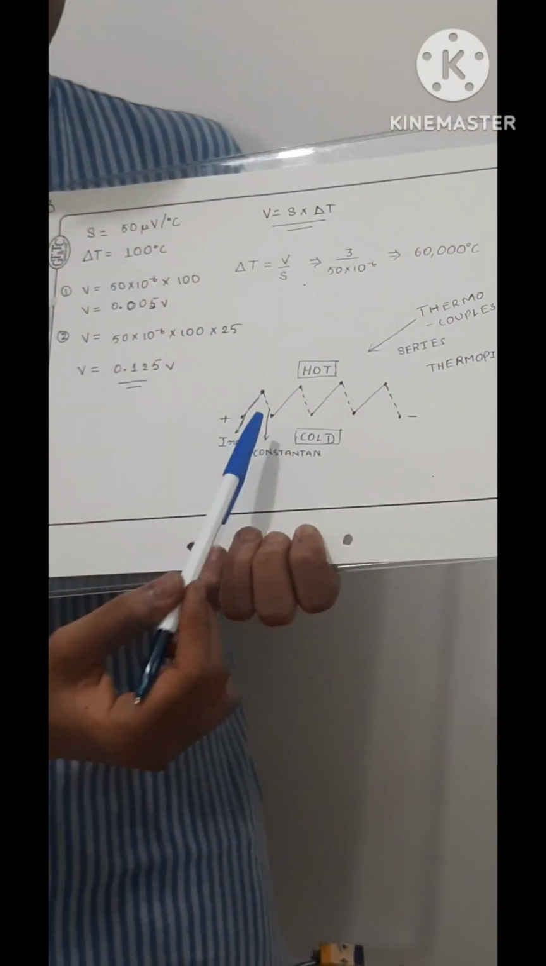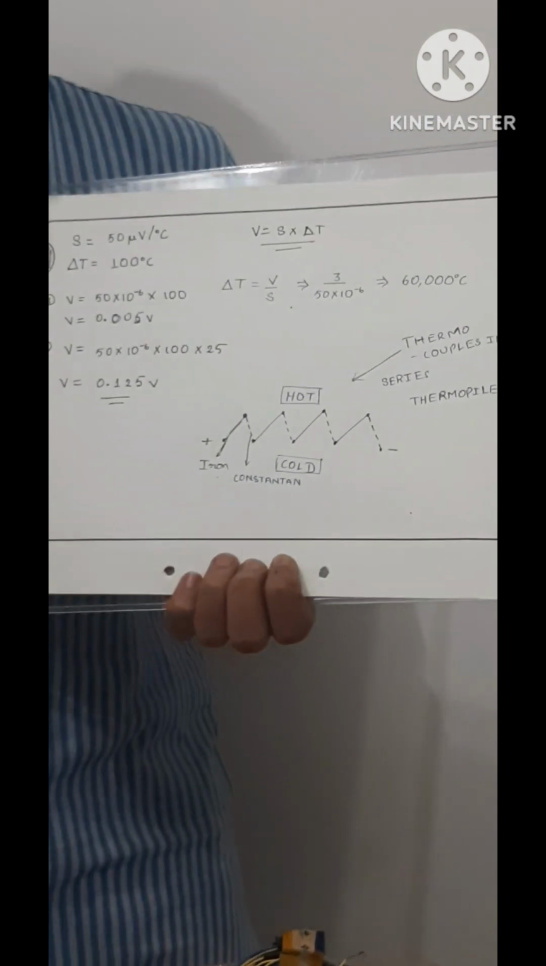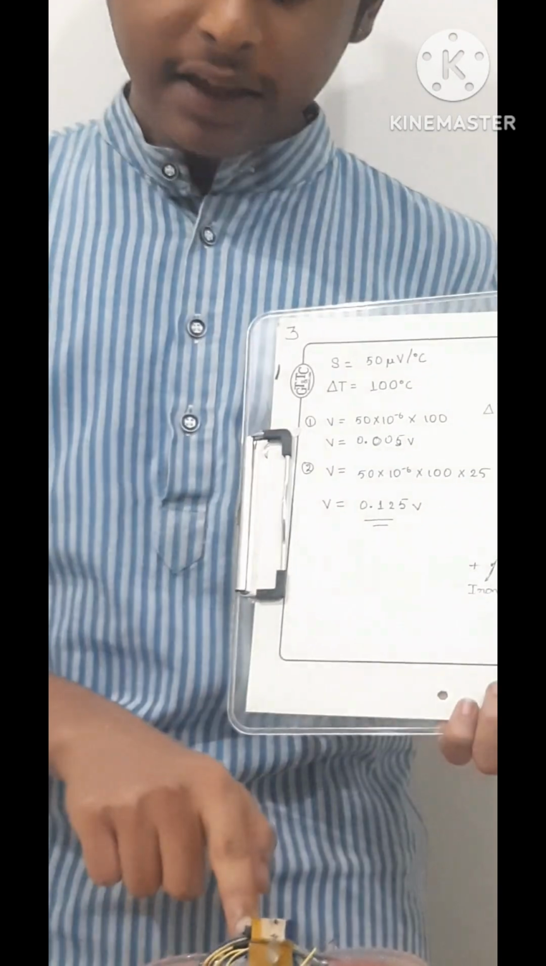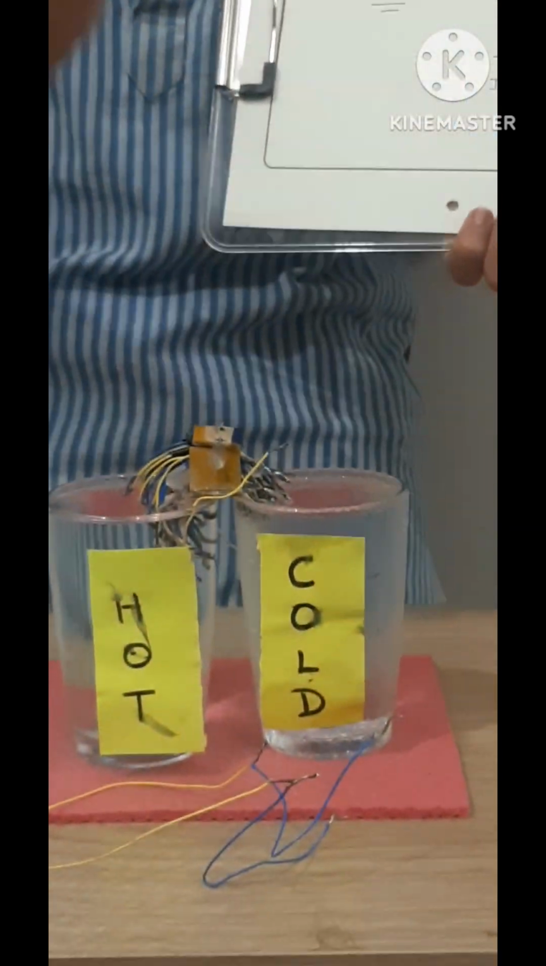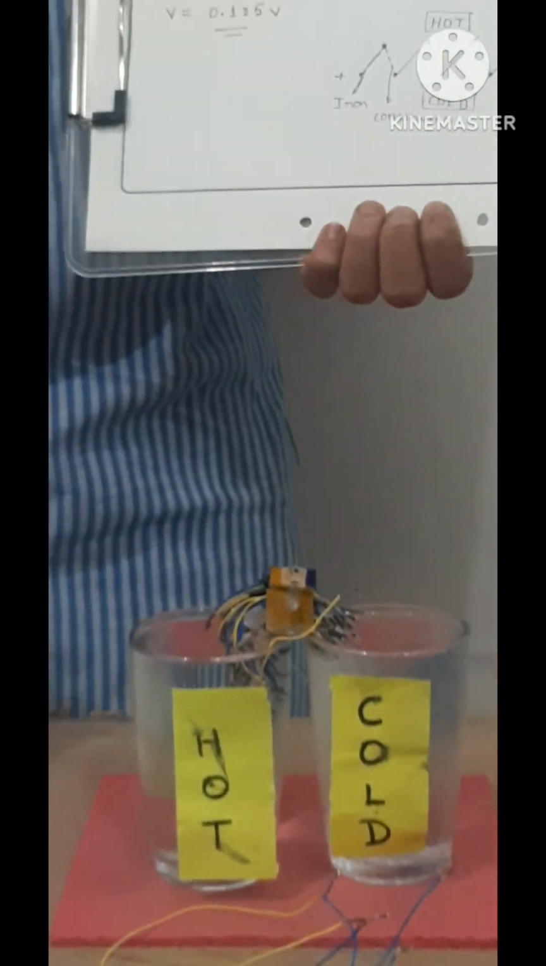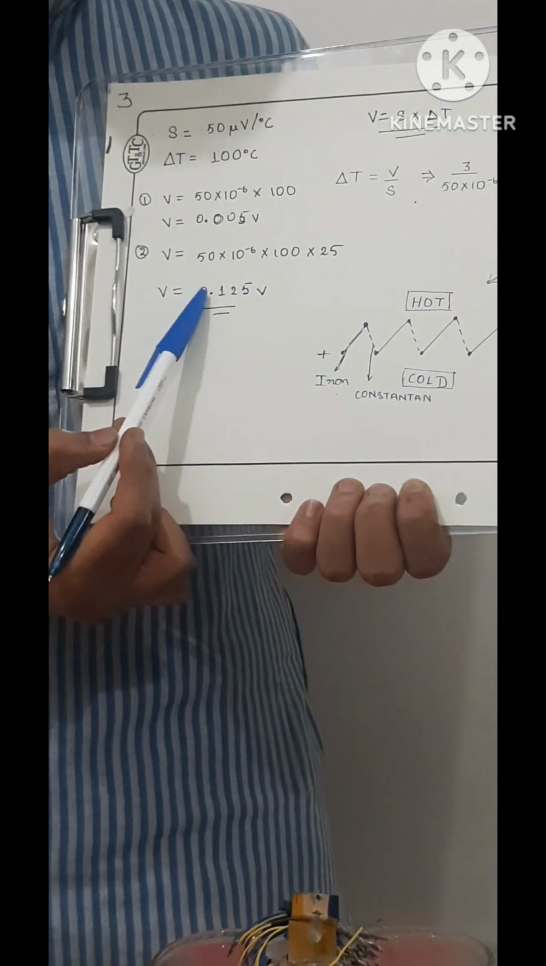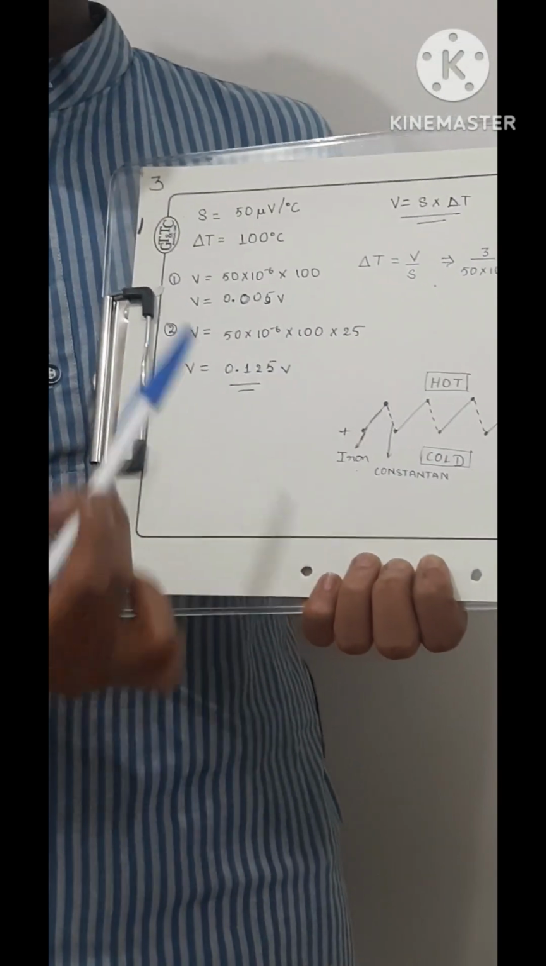When thermocouples are connected in series, they become a thermopile. Here I have made a thermopile consisting of 25 thermocouples. So according to the calculation, it must produce 0.125 volts. Now let us test this thermopile.